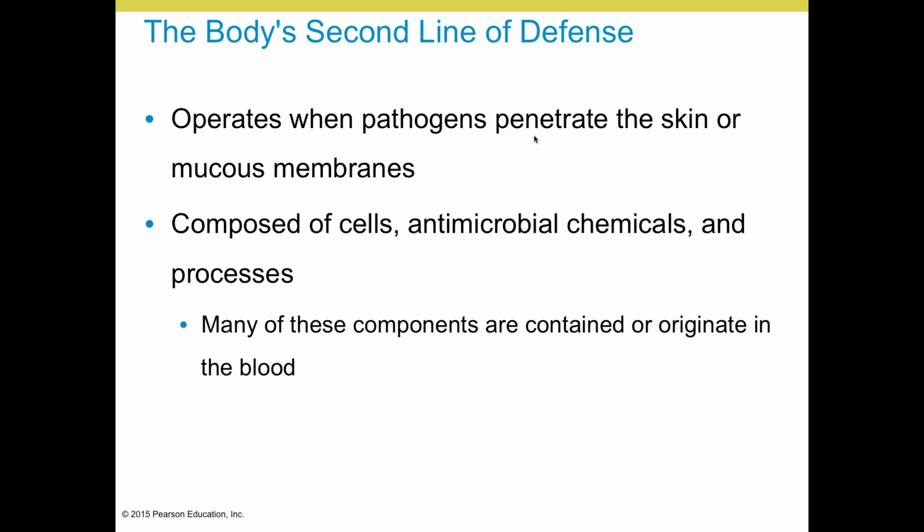What is the second line of defense? Well, that's below your first line, which is from the skin and also from the glands and sebaceous glands. We go onto the mucous membranes now. Okay, this has antimicrobial chemicals also, and many of these components are contained or originate within the blood system.